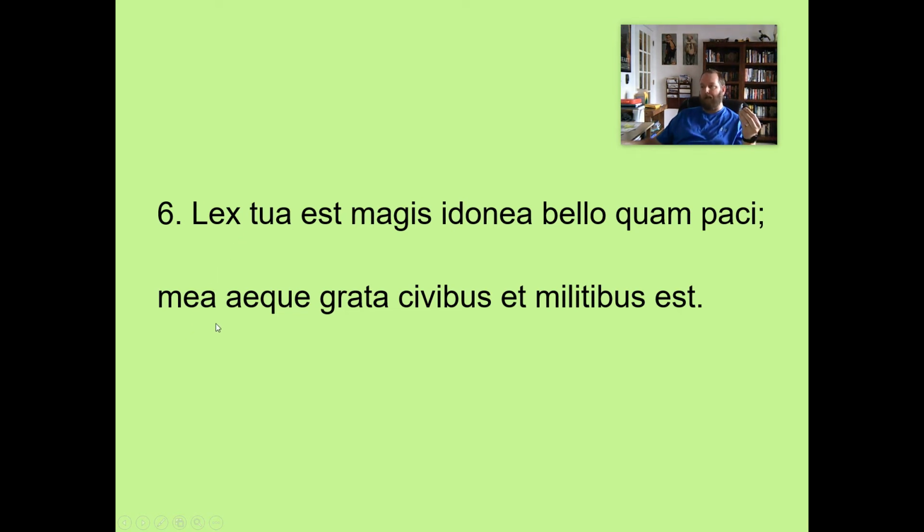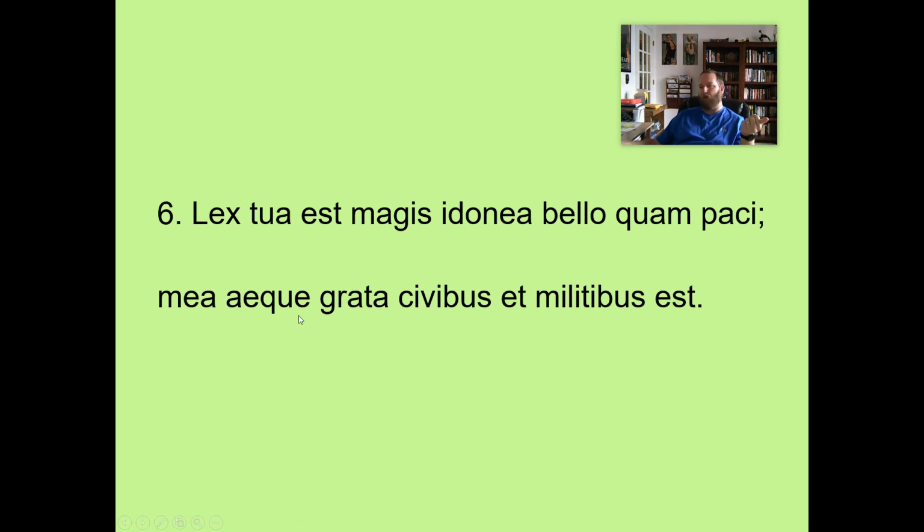Mine is equally pleasing to the citizens and soldiers. Mea implying my law. They don't repeat the word lex, but it's implied since this word is feminine. So mine is equally pleasing to citizens and soldiers. So this word gratus, grata, takes the dative. That's why civibus and militibus are dative, pleasing to the citizens.